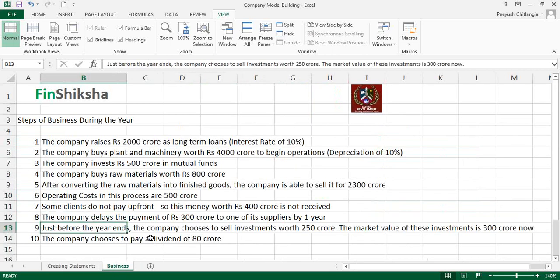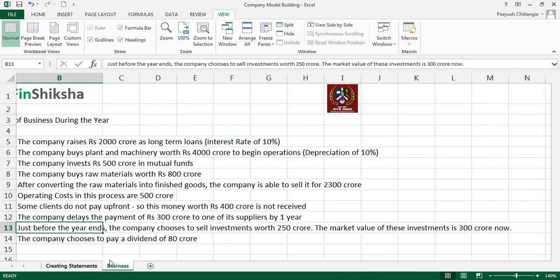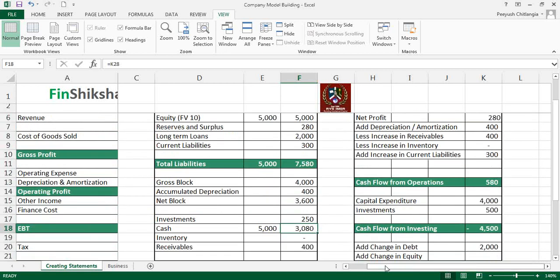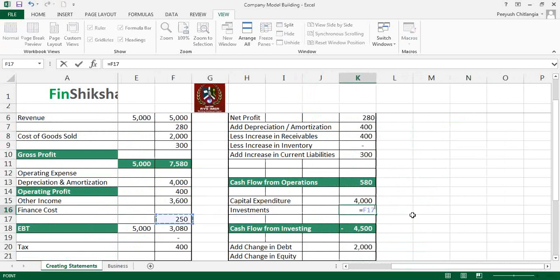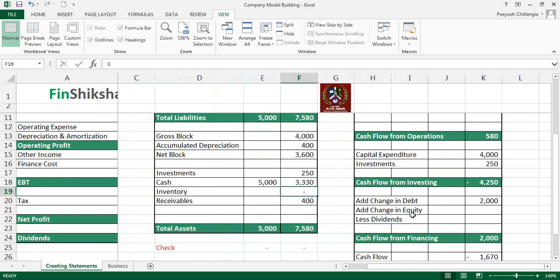Just before the year ends, the company chooses to sell investments worth 250 crore. The market value of these investments is now 300 crore. So first things first, investment sold of 250 crore. So what is left is only 250 crore of investment, correct? And obviously if you sold 250 crore worth of investments, 250 crore will get added to your cash number automatically, and that should come in here because this investments number we had hard coded. That's the benefit of linking these numbers, 250 minus last year number. And now that we link it, we again find that this 250 crore is added to cash.